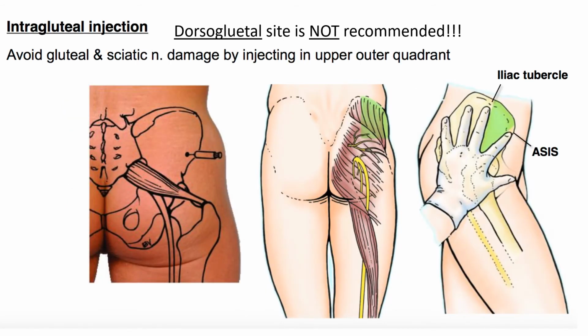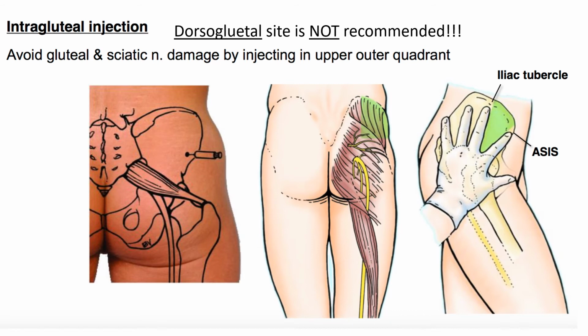So this one is just a visual for you, making sure that you're avoiding those intragluteal injections. The dorsogluteal site is absolutely not recommended, and you can see why. There's a very small area where the nerves innervate that upper quadrant there, and so you can actually hit that area where that sciatic nerve is contained. And so that's why it's important to find your correct landmarks when you're using that ventrogluteal site.